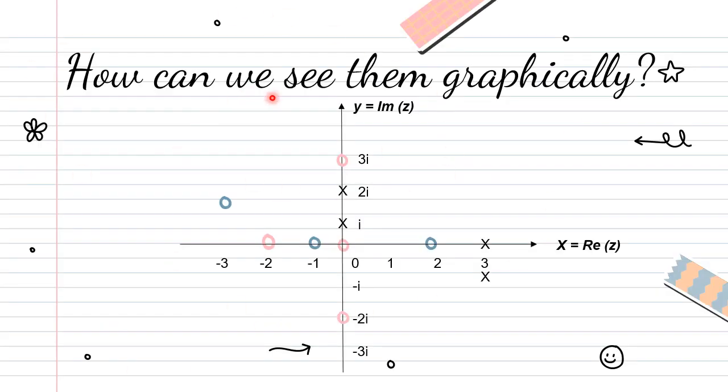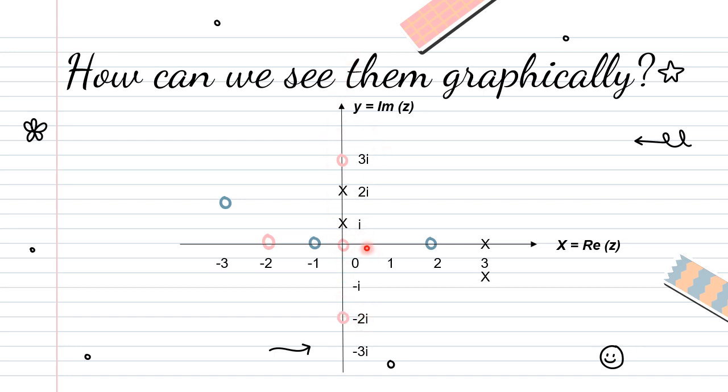So, how can we see zeros and poles graphically? Well, a quite simple representation could be this one. We have to remember that when we are working with complex numbers, we're working with the complex plane as well. So there's going to be a ray that's going to be real, and there's going to be another ray called y that's going to be representing the imaginary numbers along that axis.